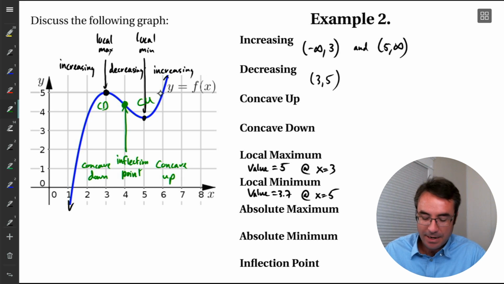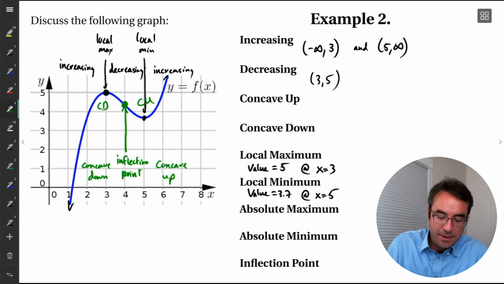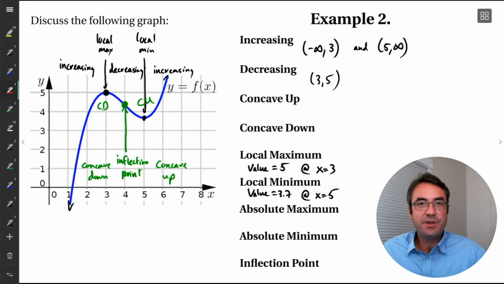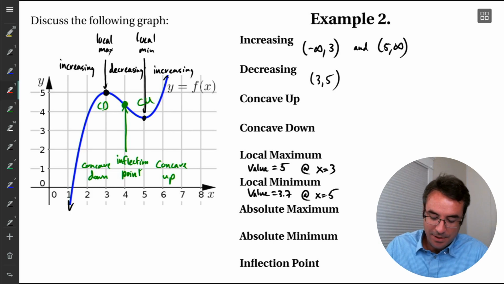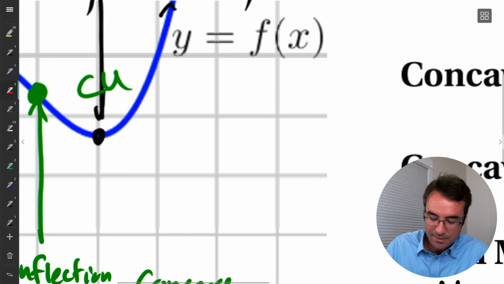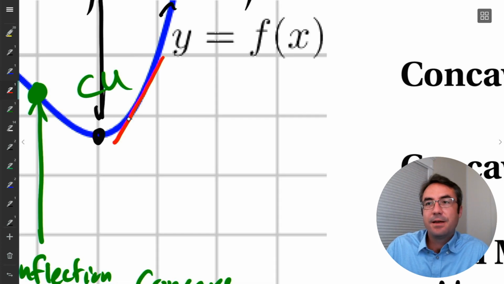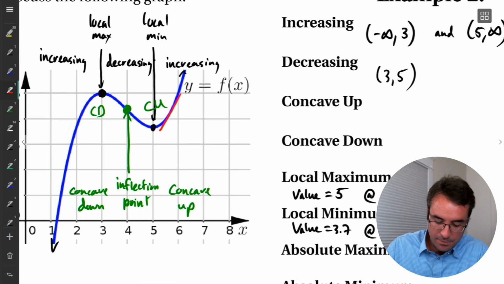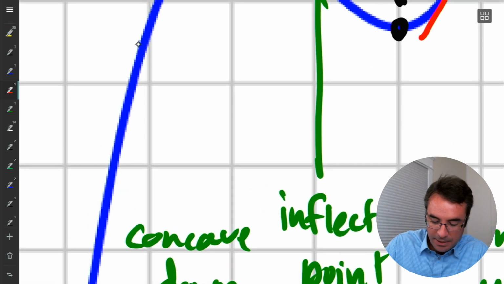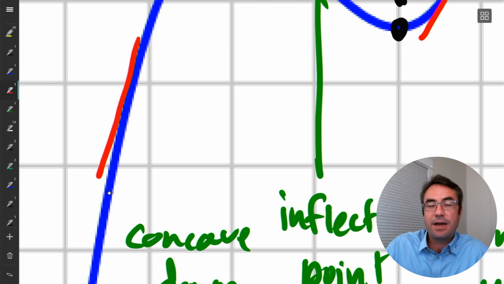You could check the concavity at any of these points by visualizing. Let's draw in a tangent line. If I draw a tangent line in here, I can see that the graph bends above that tangent line, so it's concave up. Or over here, if I draw in a tangent line, the graph bends below the tangent line, so it's concave down.